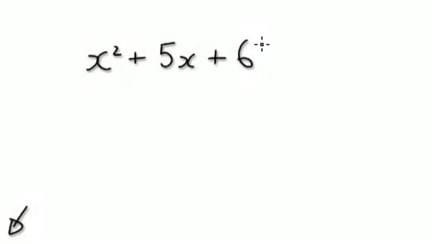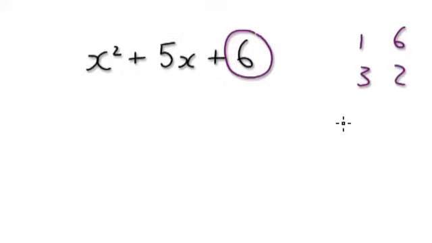So here, to do this, your eyes should zoom into this. What two numbers would you need in order to create the 6, but when added together give you 5x? Start with this. What two numbers would you need to create a 6? You could say a 1 and a 6. You could say a 3 and a 2. What else is there? That's pretty much it.